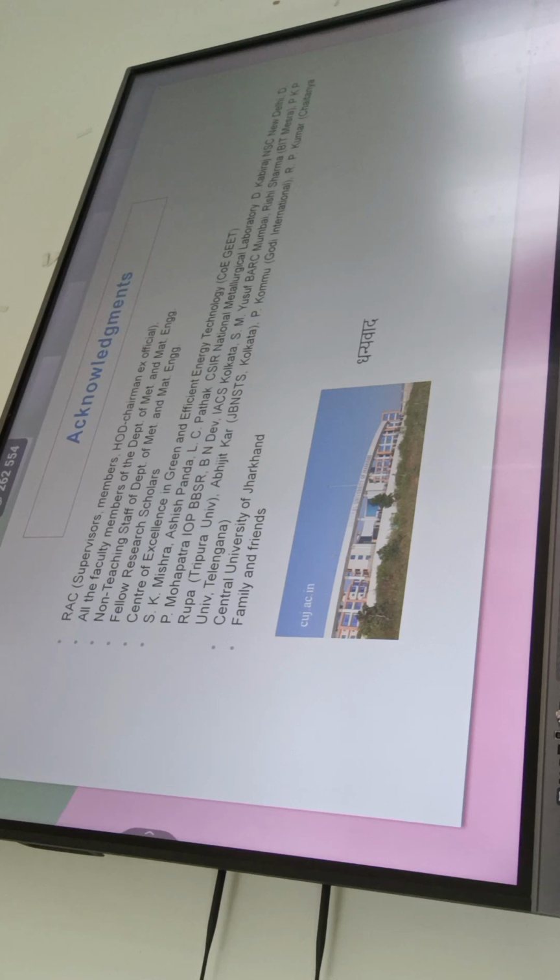To all the faculty members of the Department of Metallurgical and Materials Engineering, then the non-teaching staff, the fellow research scholars, and COE, and Sir S.K. Mishra sir, then assessment sir, and Sri Patel sir from ML, Dr. Kabiraj from NSC New Delhi, DP Mohapatra from IIT Bhubaneswar, then E.N. Dev from ISCS Kolkata, SM Yusuf from Bag Mumbai, DC Sharma from IIT Mishra, PKP Rupa from Tripura University, Ajit Kaur from JP MSTS Kolkata, and Parmeshwar Om sir from Bombay International, and Atik Kumar from Chaitanya University Telangana, and the university itself, the Central University Jharkhand, and my family and my friends.